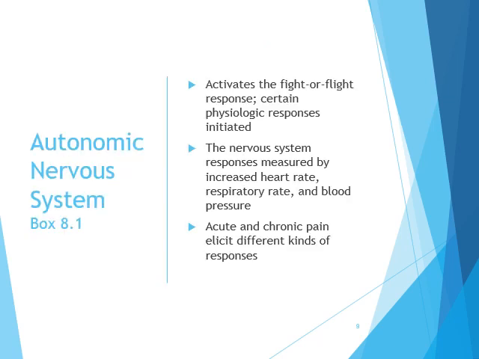So let's talk about the autonomic nervous system. So that's the fight or flight response. It's our automatic nervous system, and certain physiological responses are initiated. So the nervous system response is measured by increased heart rate. And this is important for you to know because we're going to be talking about this, and this is going to come up forevermore. So we might as well learn it now, right? So the nervous system, increased heart rate, this is the autonomic.